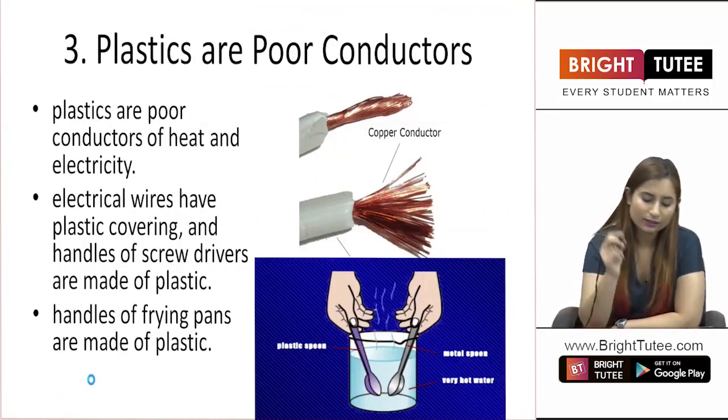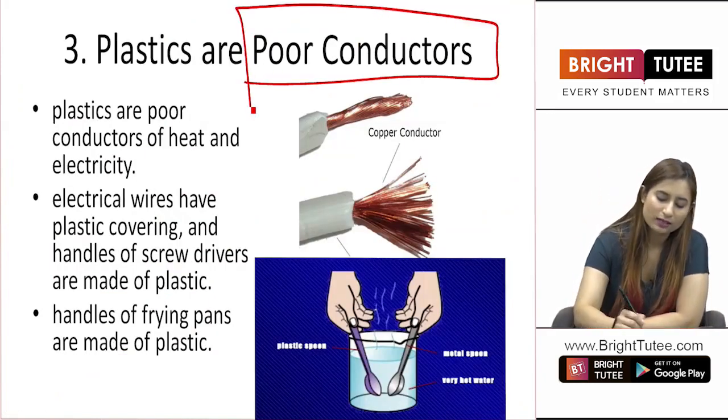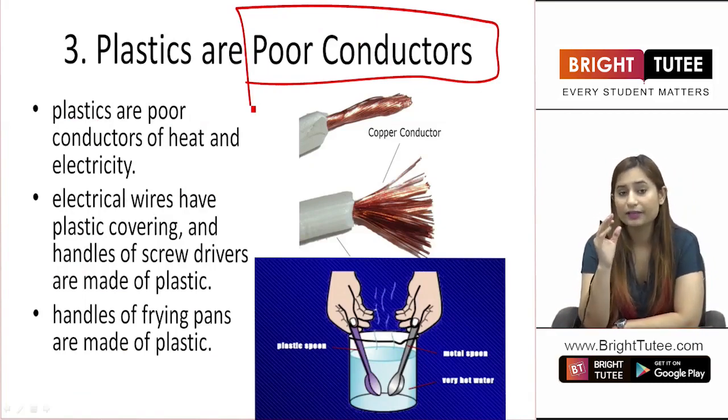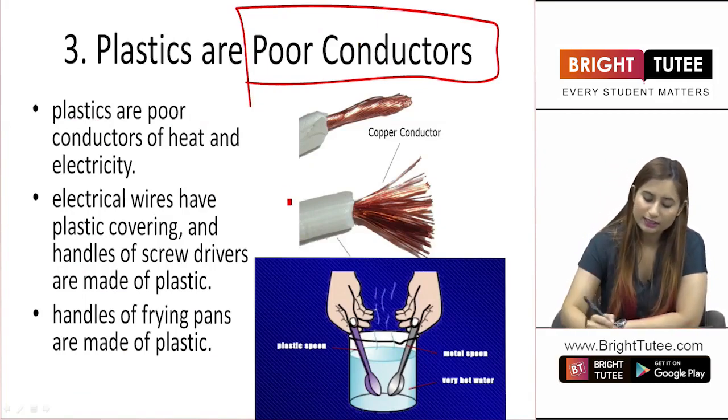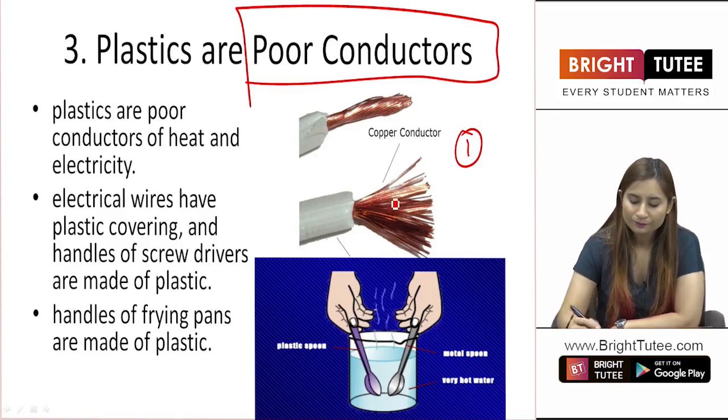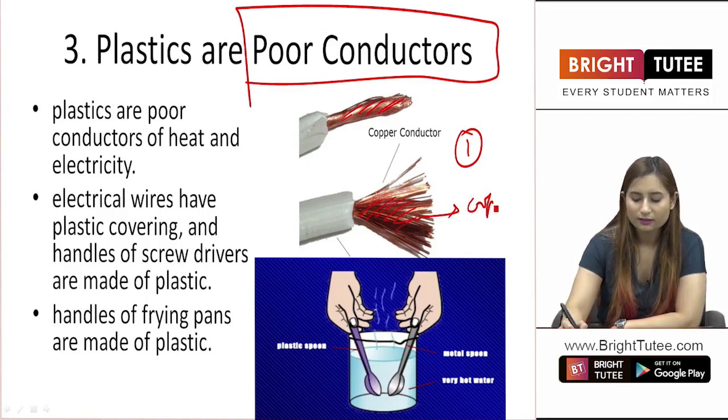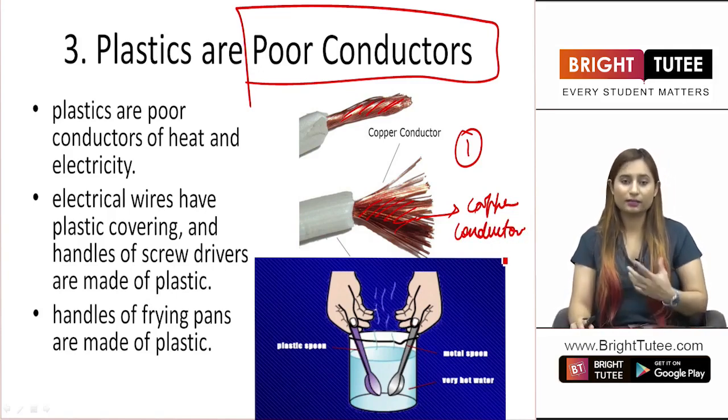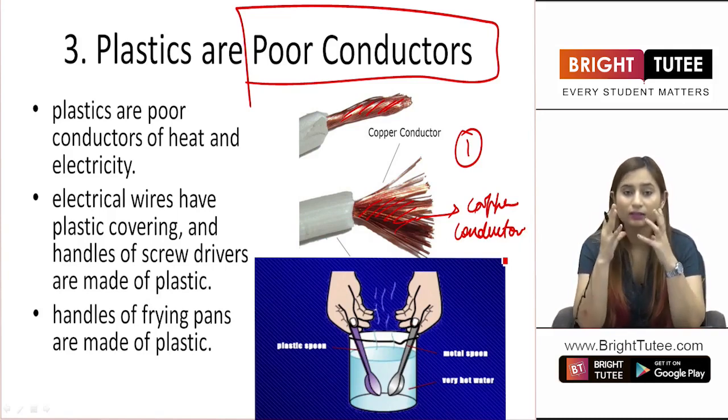The third point, that plastics are poor conductors. This is another very, very important use to us. You can see there is picture number 1 in front of you. This is a copper wire, right? Copper is used to transfer electricity from one point to another with the help of wires. These are copper wires and they are conductors. Basically copper is a very good conductor of electricity. Second to silver, copper is a very good conductor of electricity.